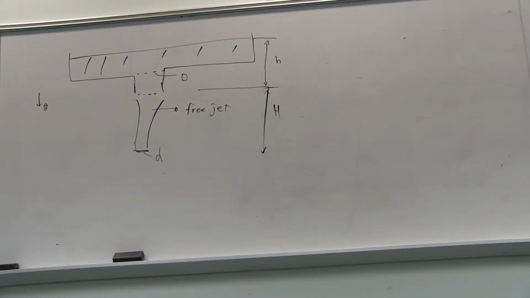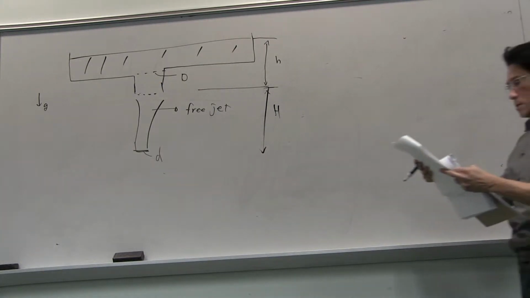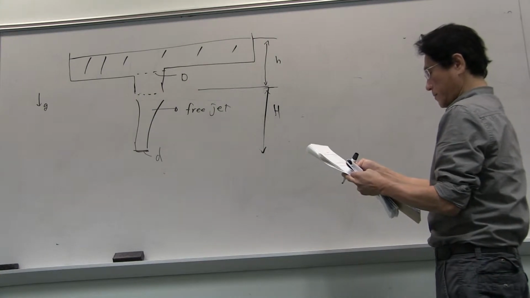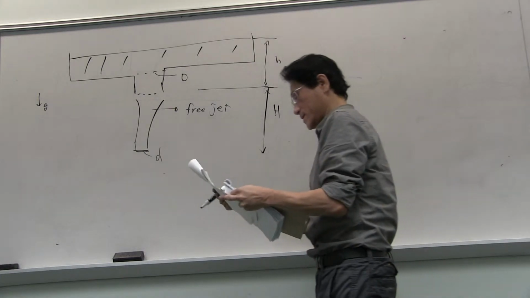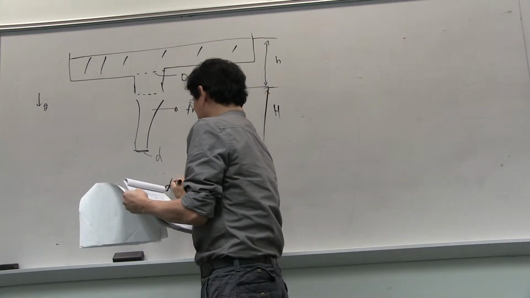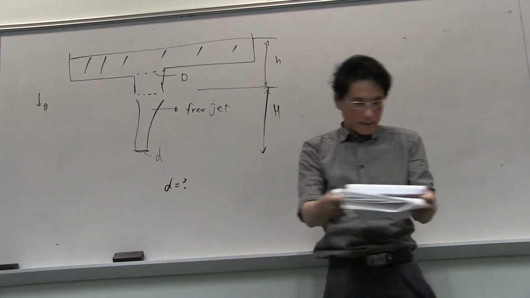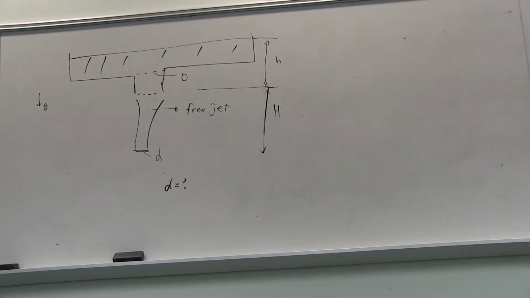Then you have to look for the diameter at the bottom of the free jet. What is the diameter of that? So what is D we are looking for? Okay, let me go.